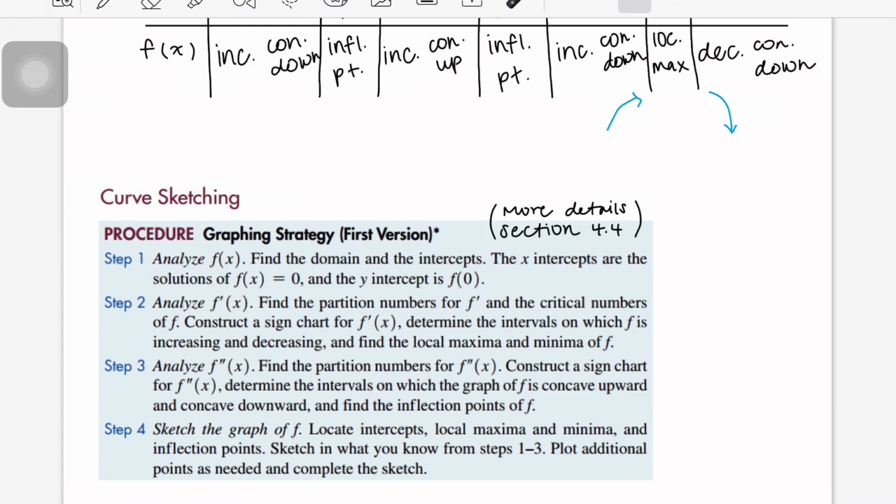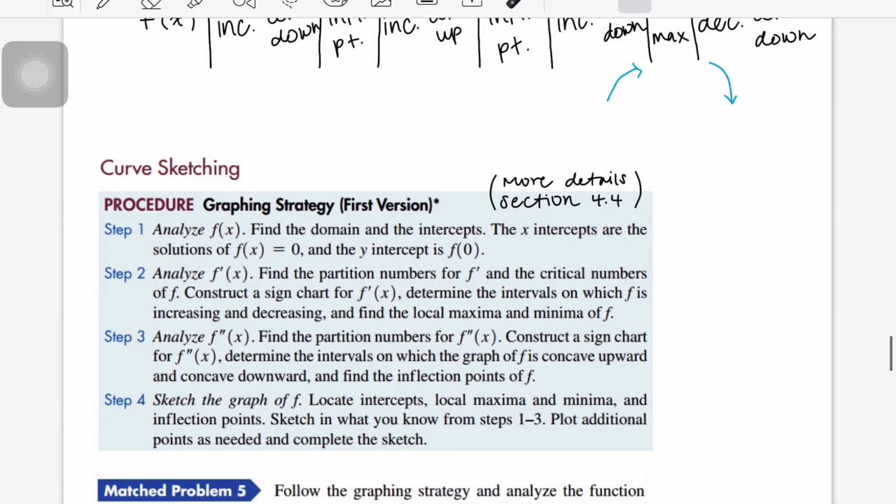So first, we're going to analyze f of x, or a function. We're going to find its domain and the intercepts, so the x and y intercepts. Then we're going to analyze its derivative, so we'll find the partition numbers and critical numbers and construct a sign chart, and then determine the intervals for increasing, decreasing, and find the local extrema. And then we're going to analyze our second derivative, so we'll do the same thing that we did for our first derivative, but now for our second derivative, and this will tell us the concavity and the inflection points. And lastly, we will sketch the graph with this information.